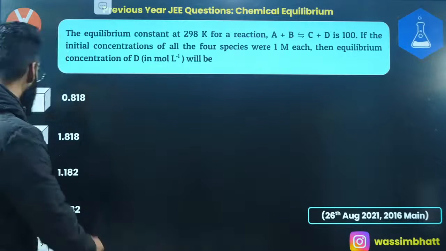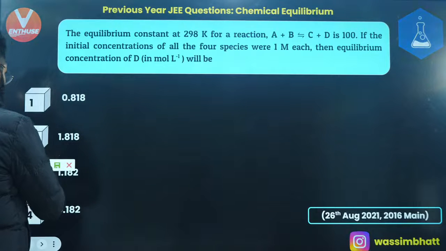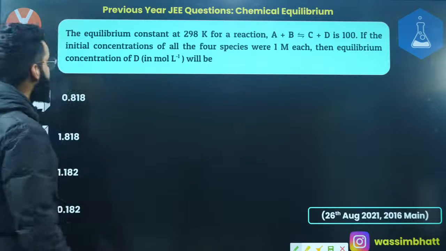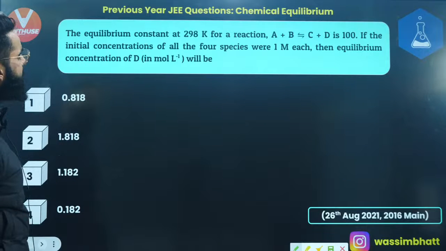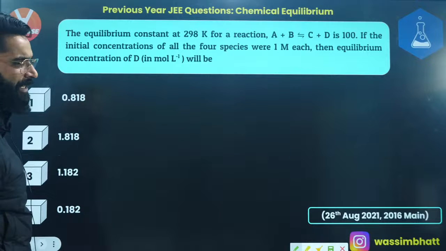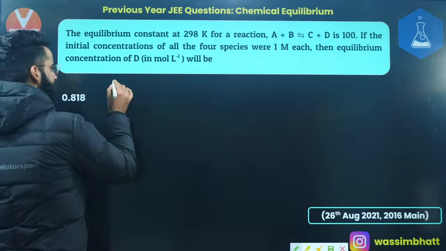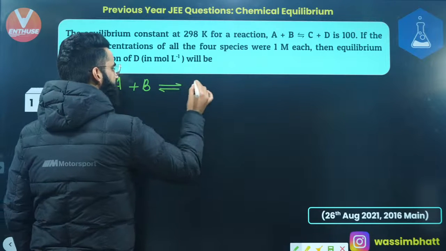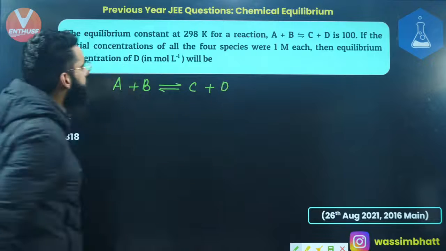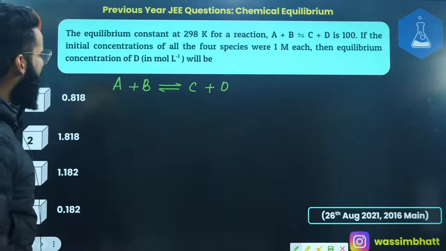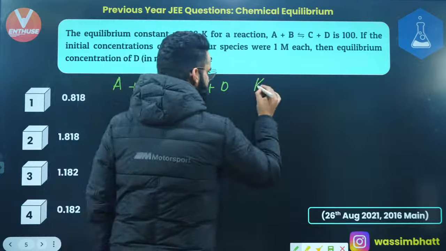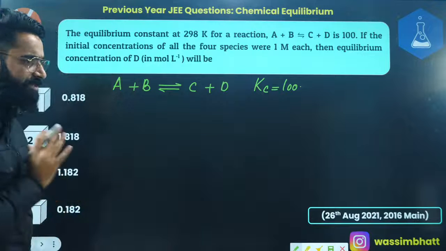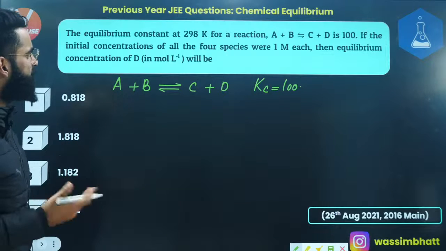Let's have a look exactly how this sort of a question is to be solved. Understand properly, understand line by line. Have a look guys, how this sort of a question is to be solved. The equilibrium constant at 298 Kelvin for the reaction A plus B in equilibrium with C plus D. The reaction that's given to me is A plus B in equilibrium with C plus D. This is the reaction, and the equilibrium constant for this reaction is given to me as 100. This is given as per the question.